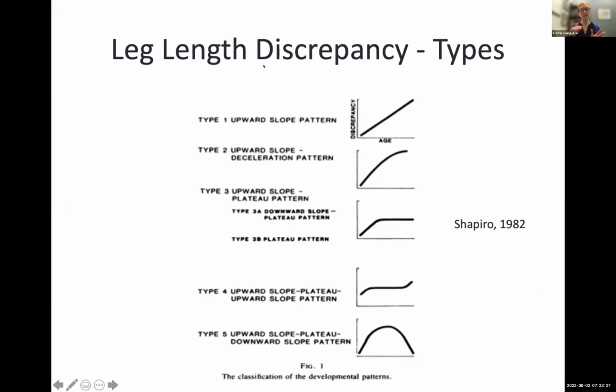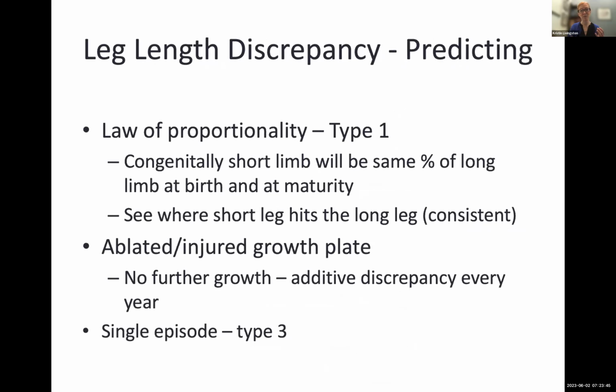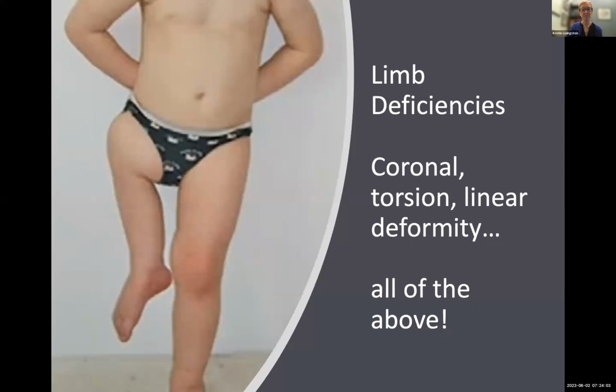And then when we think about limb length discrepancy over time, we need to remind ourselves of how they act. A lot of these limb length differences that we see that are the congenital type will be a proportional discrepancy. That means that the proportion of one leg, the size of one leg, will be consistent throughout time. So this law of proportionality in a type 1 limb length difference: the congenitally short limb will be about the same percentage of the long bone at birth and at skeletal maturity, as opposed to a growth plate injury, for example, where you have an additive discrepancy every year.